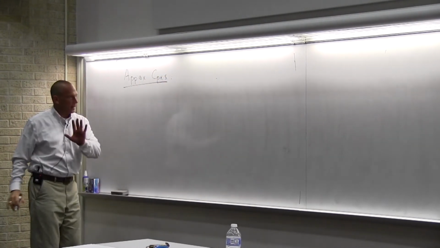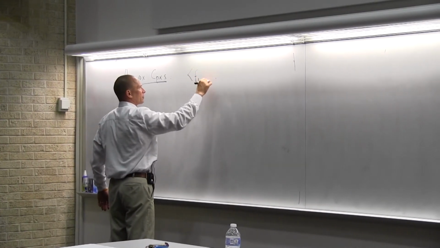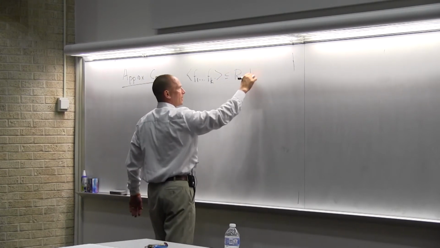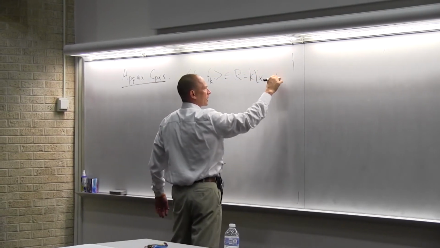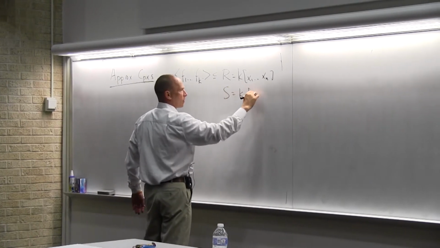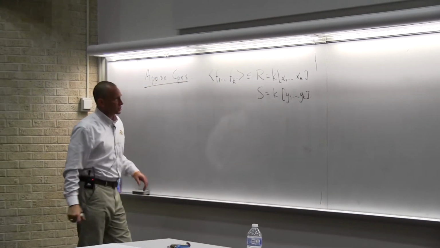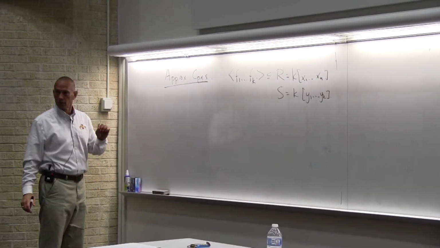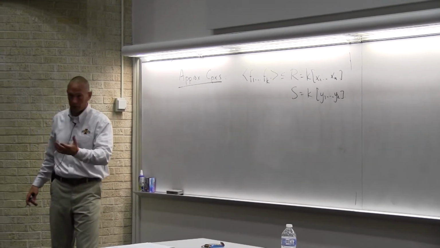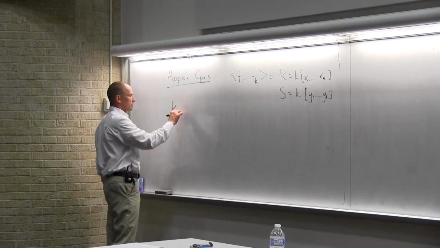So we're still in the setting where I had an ideal generated by F1 up through Fk, contained in R equals k[x1 up through xn]. And then I had my S equals k[y1 up through yk]. So what's the approximation complex? So first I want to define something that David mentioned, but which might be foreign to some folks. So that's the Koszul complex.